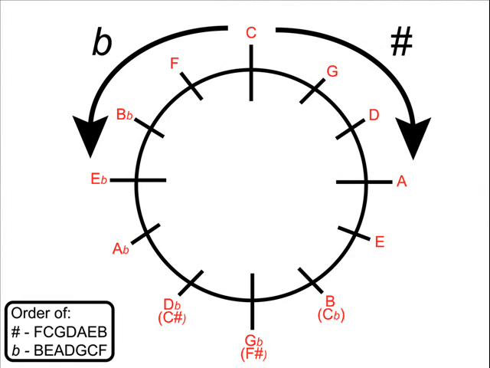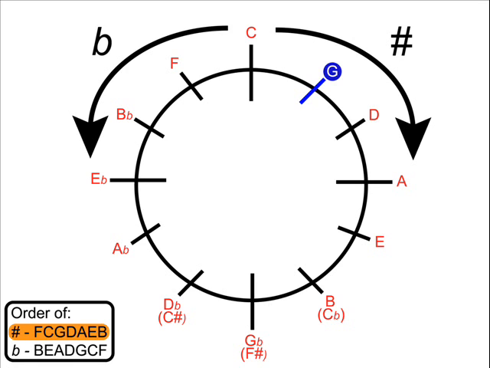So find the G, here it is. Always start to count the notches from C. G is one notch away on the sharp side of the circle. We can therefore safely say that G major has one sharp in its key signature.